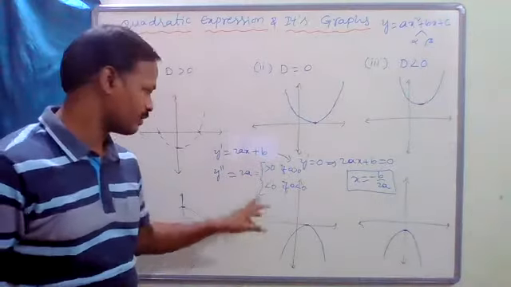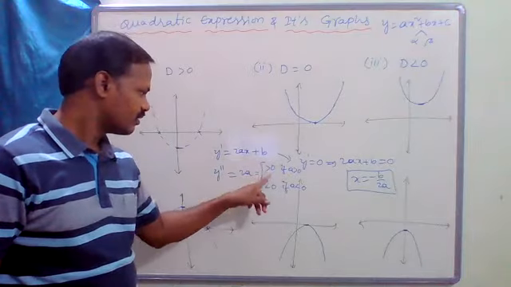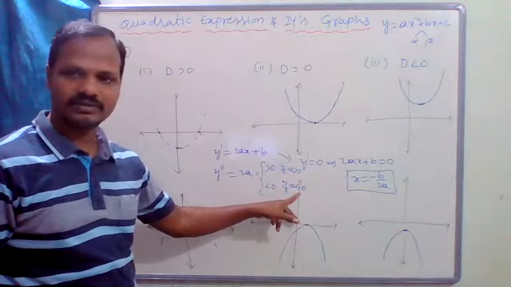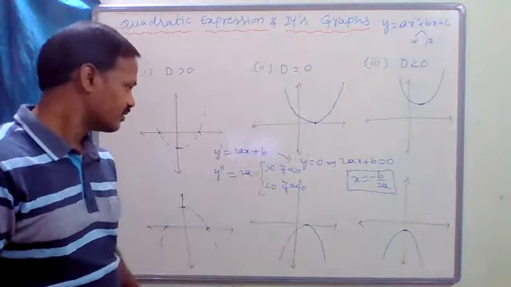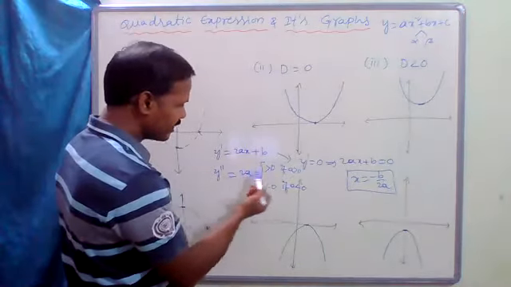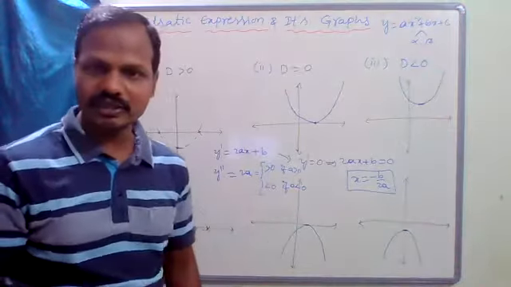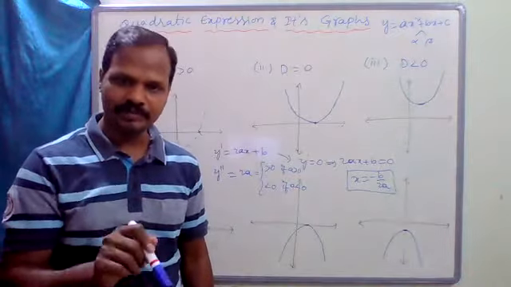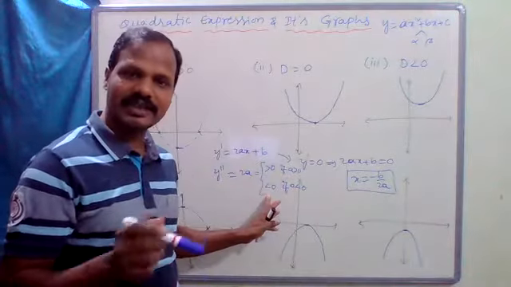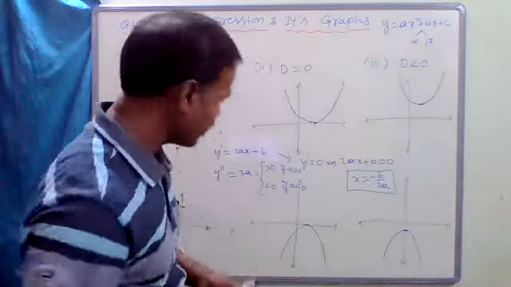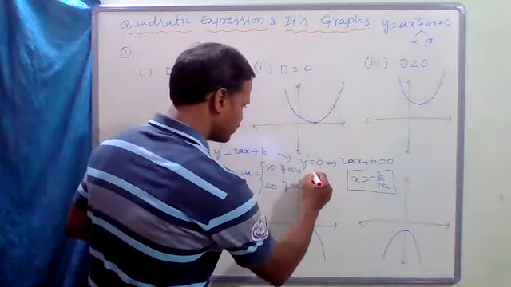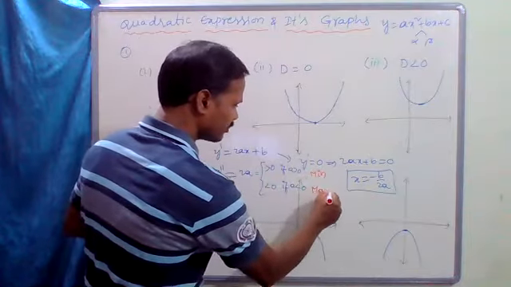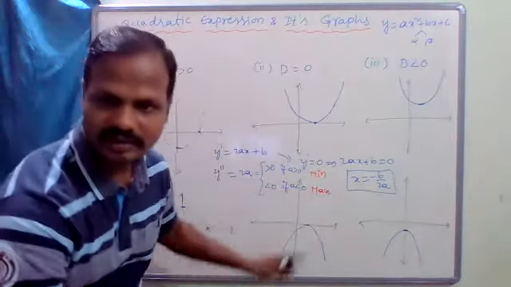In first year, the maximum minimum topic: the second derivative is positive if a is greater than 0, and negative if a is less than 0. Second derivative greater than 0 means it has a minimum. Second derivative less than 0 means it has a maximum. So here, a greater than 0 gives a minimum, and a less than 0 gives a maximum. Is it clear? I think it is clear.